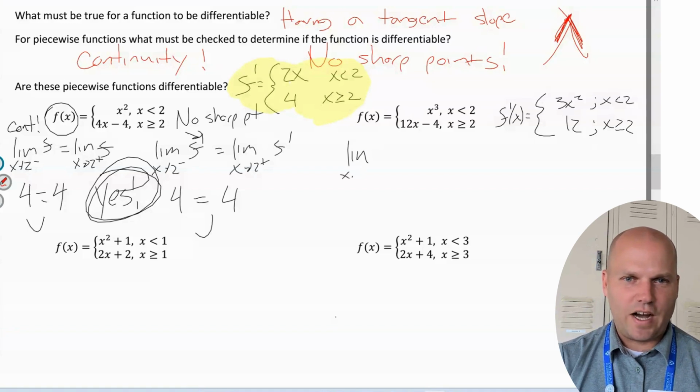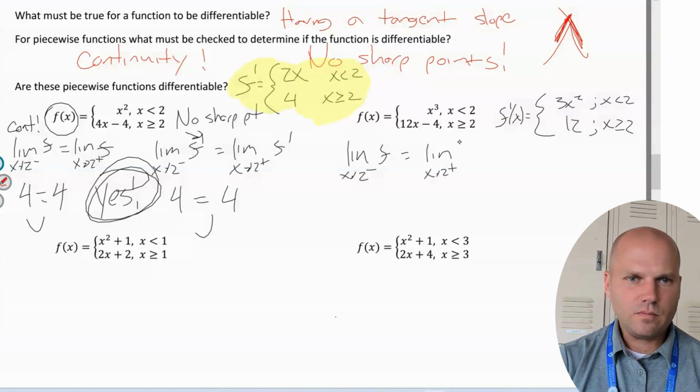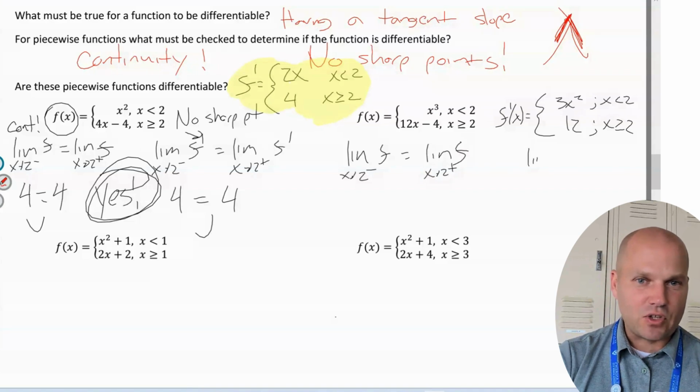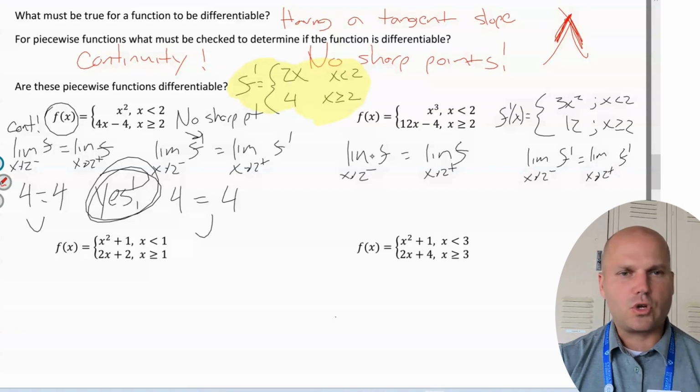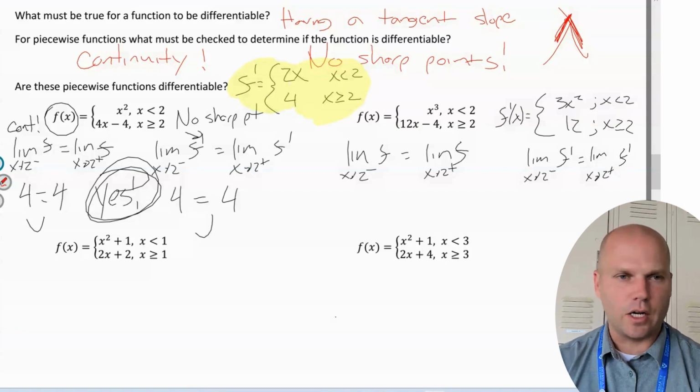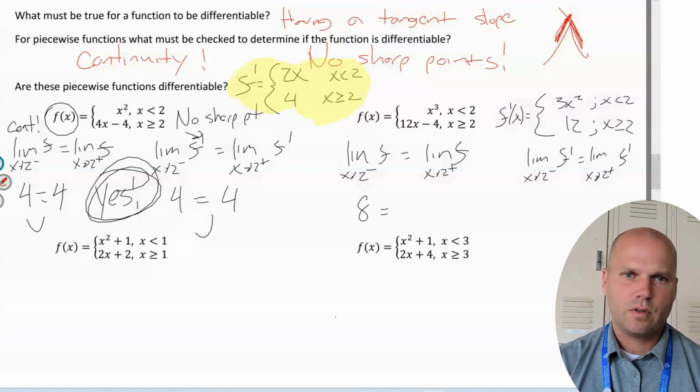Check to make sure the y's are the same. Check to make sure that we're going to be continuous. Check to make sure the slopes are the same. Check to make sure we connect smoothly. You could just memorize the process. Oh, we got to do this and this. And it's like, yeah, sure, but just make sure you understand what's going on.